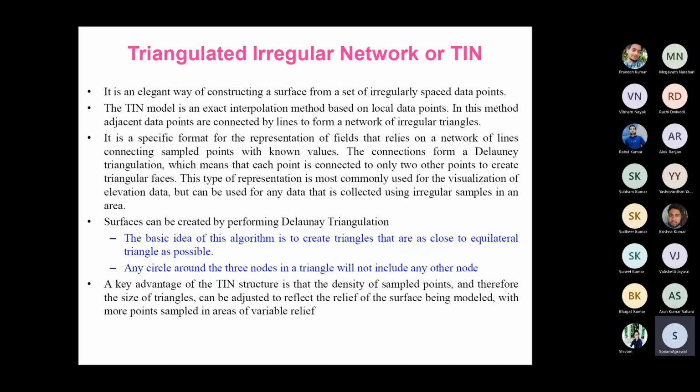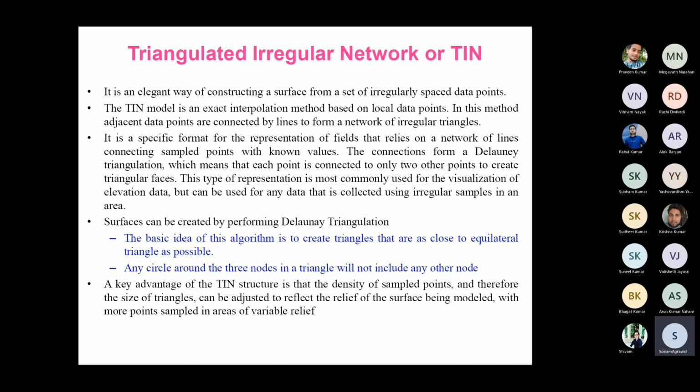When we talk about a topological data model, the proximity information, the neighborhood information, is stored. That means what is on the left-hand side, what is on the right-hand side, and which points are connected to each other. This is the information that gets stored inside the topological data model. So TIN can also be said to be an example of a topological data model.